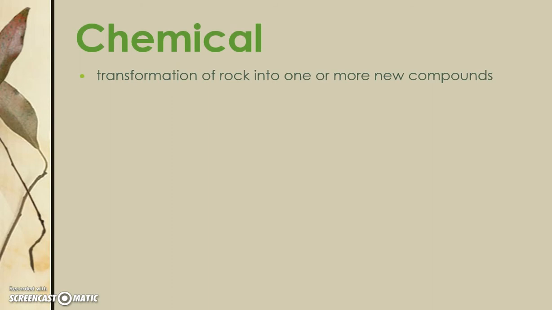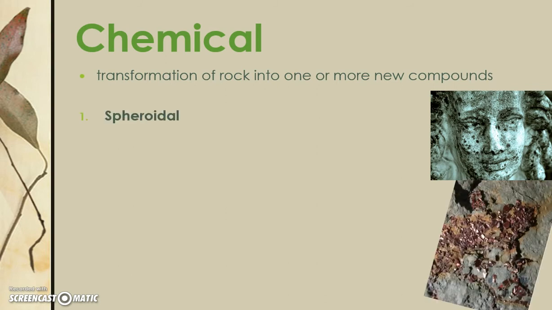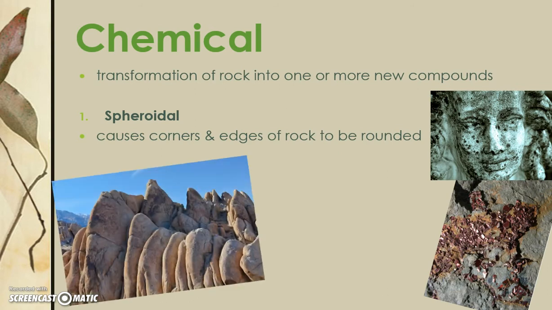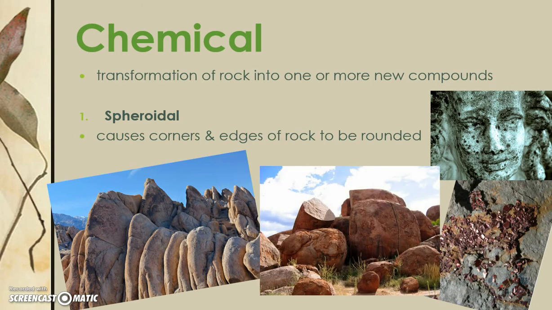Chemical weathering is the transformation of rock, so it becomes a new compound. So think about limestone will change. We have iron that will rust. So spheroidal, that's one type of chemical weathering. It causes the corners and the edges of rocks to round off, as you can see in this image here. And as you can see here, they're rounded rocks. They're not really rectangular, squared up, and jagged together like normal rocks really are.